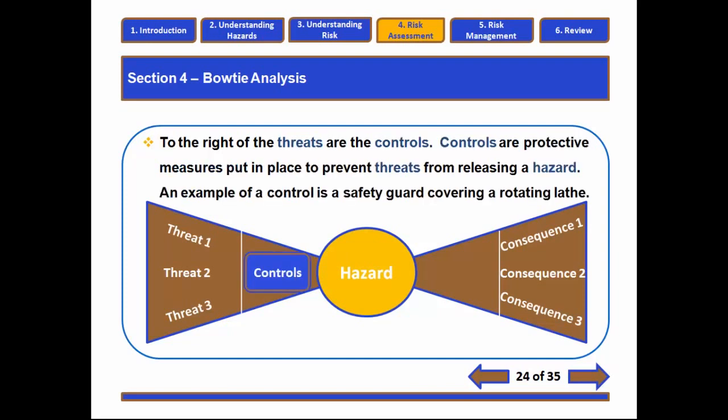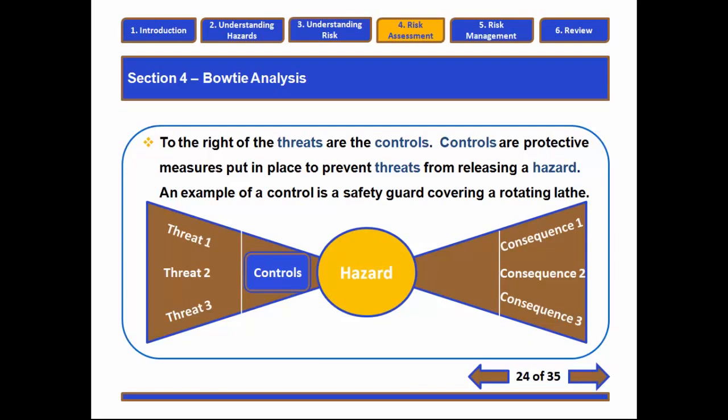So what do you do to protect against that? Well, between the threats and the hazards, you want to have controls. Controls, we've talked about a few times up to this point, are protective measures that are put in place to prevent threats from releasing the hazard. For instance, personal protective equipment, engineering controls, administrative controls. You'll recall we mentioned those earlier in the Understanding Risk module.